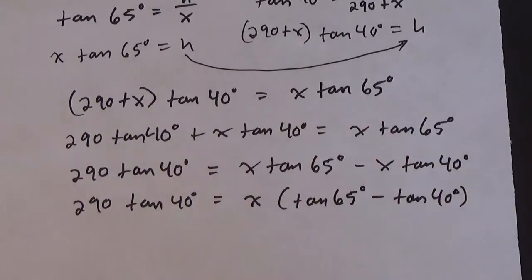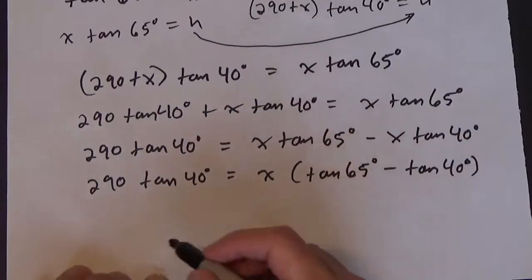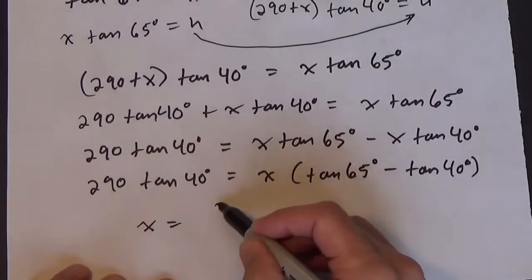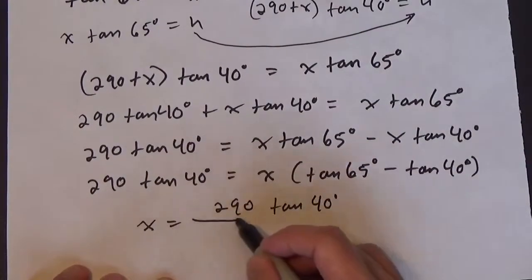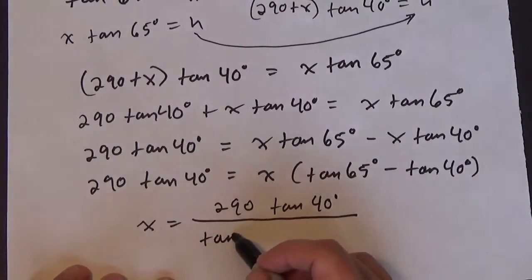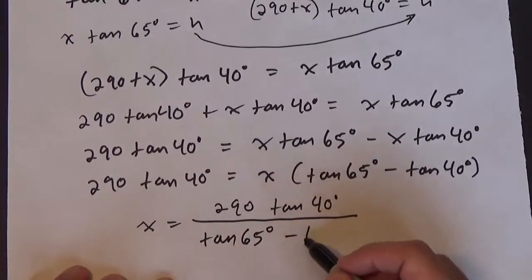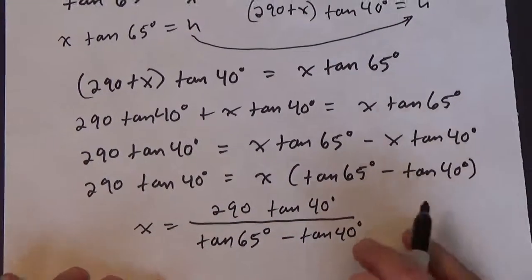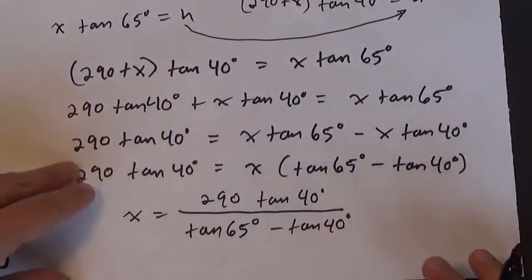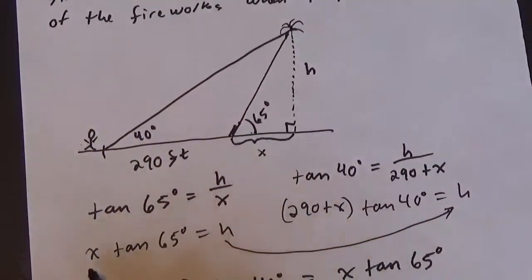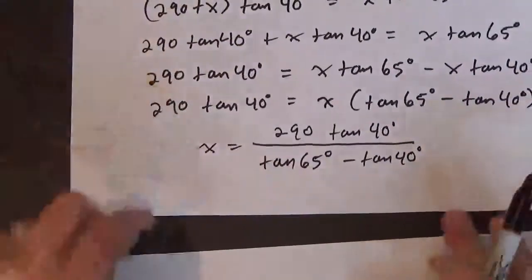Okay, so now I'm going to divide by tangent of 65 minus tangent of 40. And so we end up with x equals 290 times the tangent of 40 degrees all over the tangent of 65 degrees minus the tangent of 40 degrees. All right, so now that's x, but we don't want x, we actually want h. So we got to think about, well, how do we get h? And luckily, we do have something up here for h. Notice that h is equal to x times the tangent of 65, so let's write that out.